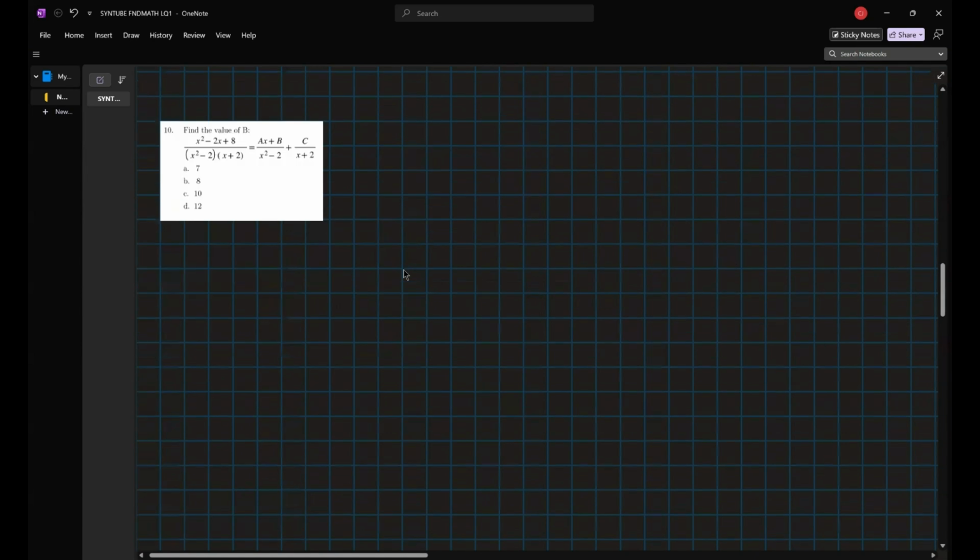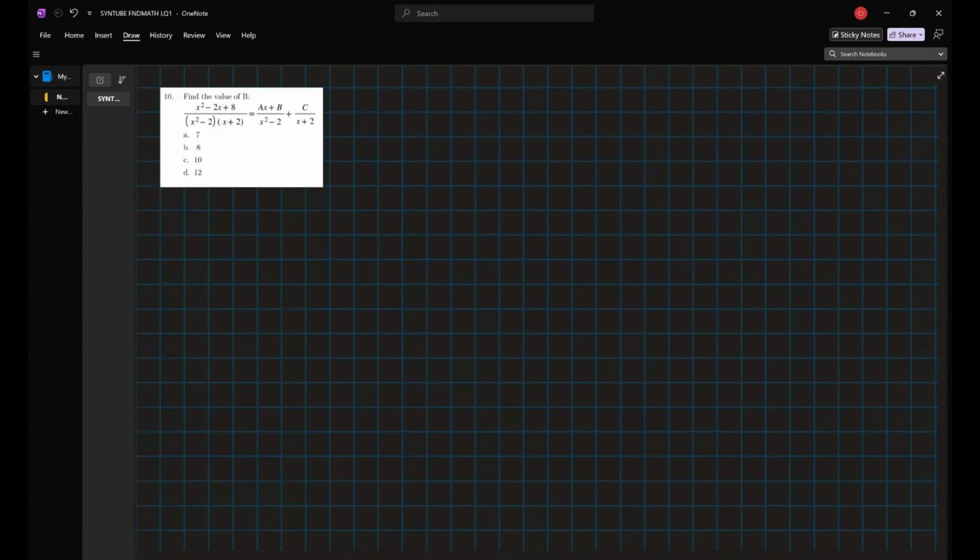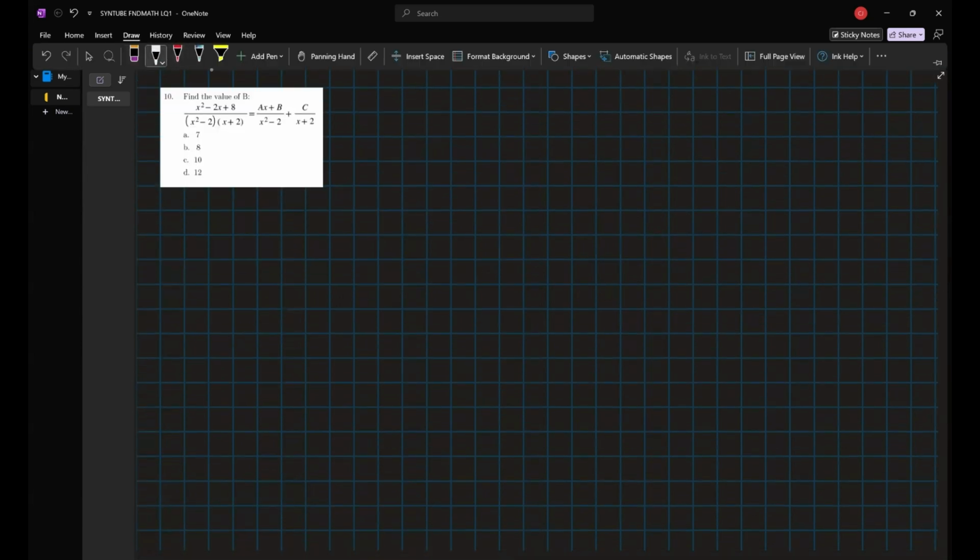Now, for the next question, here we have another partial fraction decomposition problem. So we're being asked to find the value of b, and we've already been given the decomposed fractions. So what we just want to do is basically do systems of linear equations so that we can solve for the values of b, or any constants in that case.